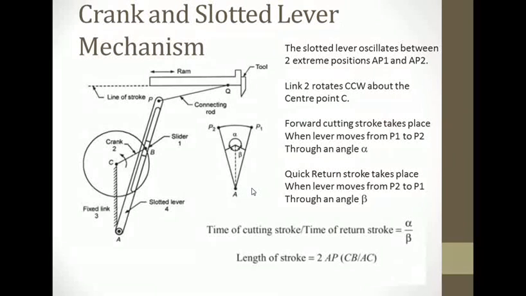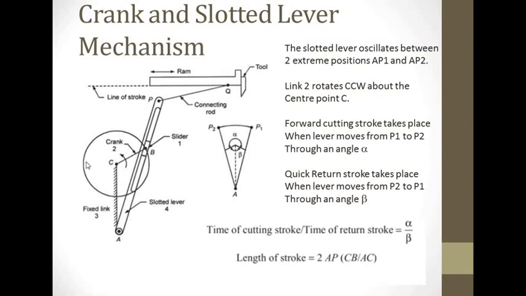Now let us go to the movement. The slotted lever oscillates between two extreme positions, AP1 and AP2, like a pendulum. When link 2 rotates counterclockwise, the slider will move from P1 to P2. During this it will pull the tool, and the working stroke will take place. Again from P2 to P1, when it undergoes rotation through an angle beta, the tool will return back to the original position. This is the line of stroke.